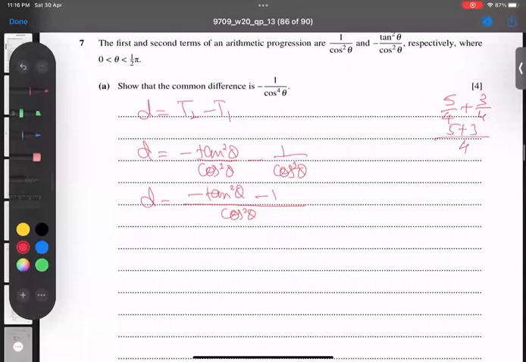Now how to continue? We have only one choice. Take the negative common outside. And I get here tan square plus 1. What is the tan square? I am writing it now, very clear. Tan square is sine square by cos square, and plus 1. And down I have a cos square.